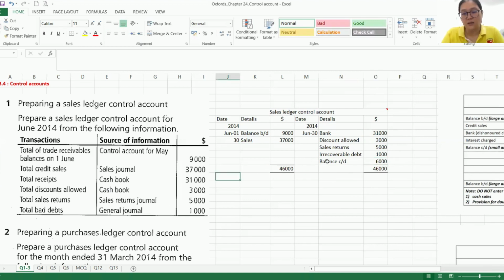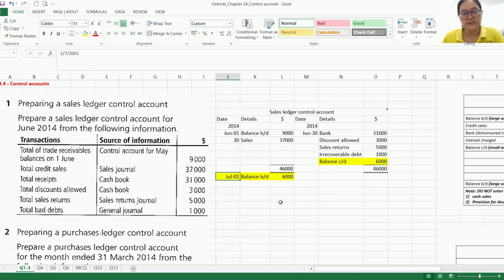And don't forget, balance carried down and balance brought down are always one set. If one is debit, the other must be credit. So there is a basic rule that you must remember. And the date is 1 day different. This is the 30th. This is actually the 30th. June 30th, we only write one time.